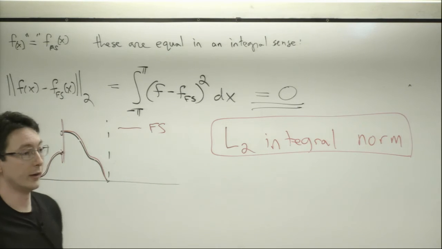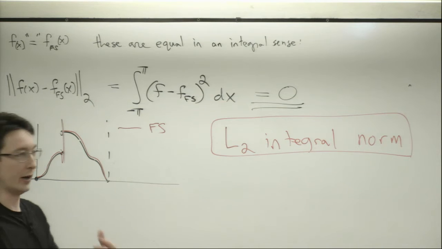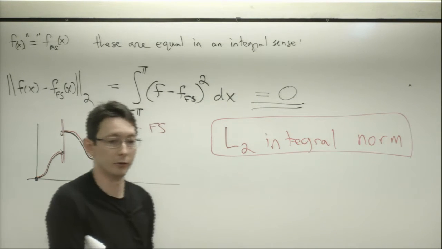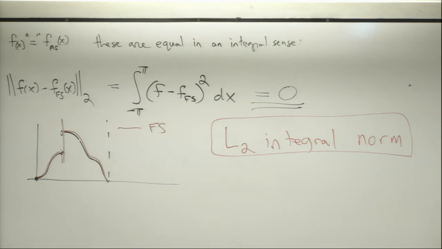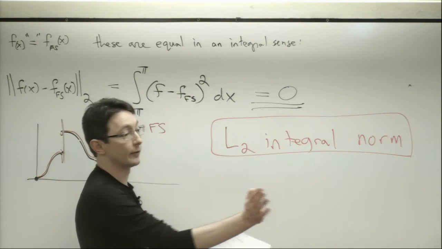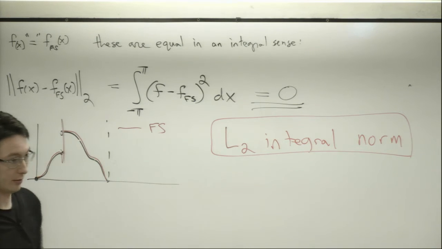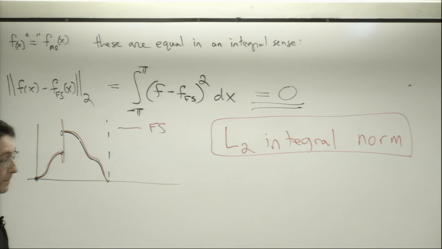There are L1 integral norms, L3, L4, L4 thirds, L pi integral norms. There's a whole family, a continuum of integral norms that are each useful in their own context. And there's completely different norms that don't involve integrals of functions. Yeah? What's an example of a system where this kind of trajectory would be seen?